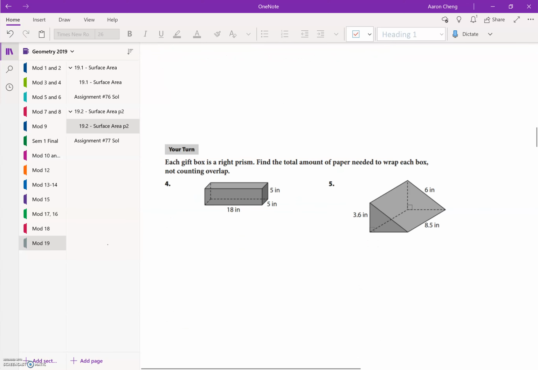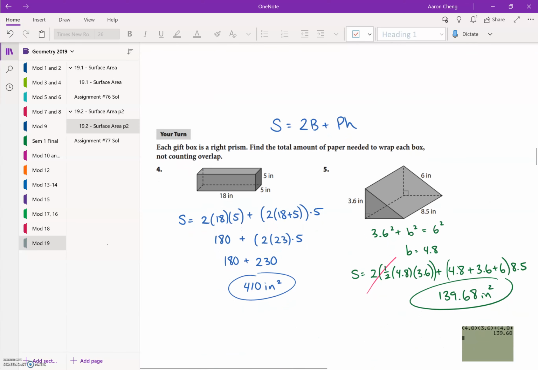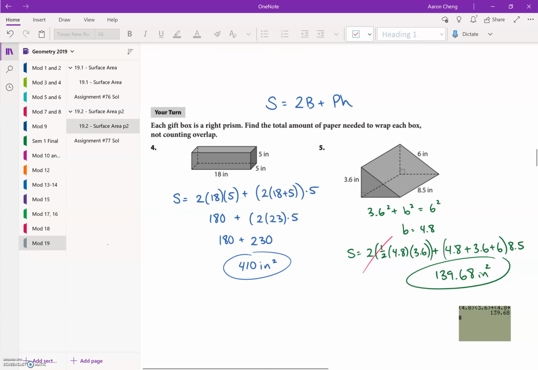I want you to go ahead and pause the video here and find the area of these two prisms. All right, there you go. Why don't you go ahead and check those answers out.